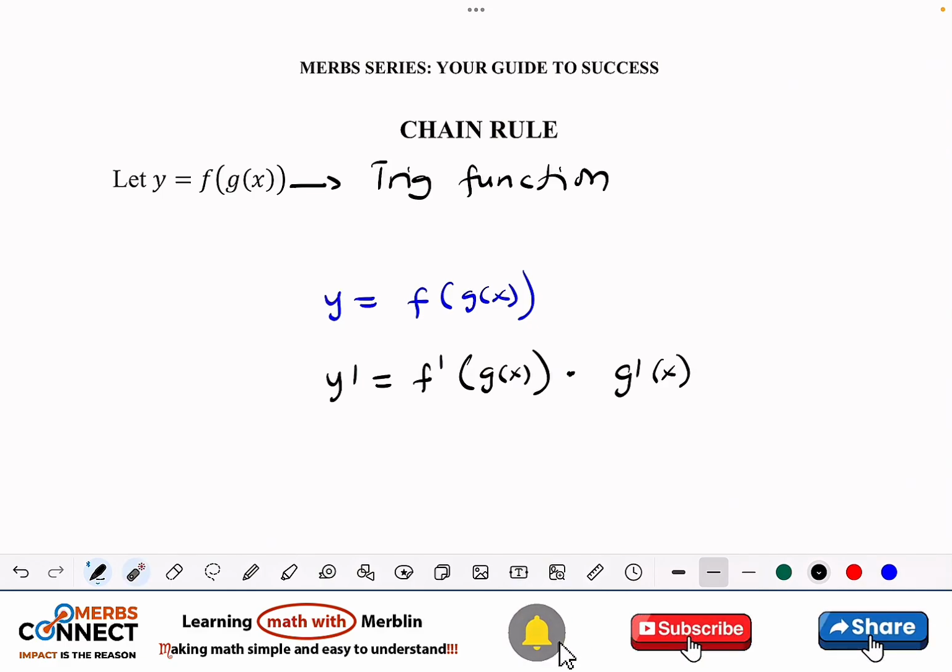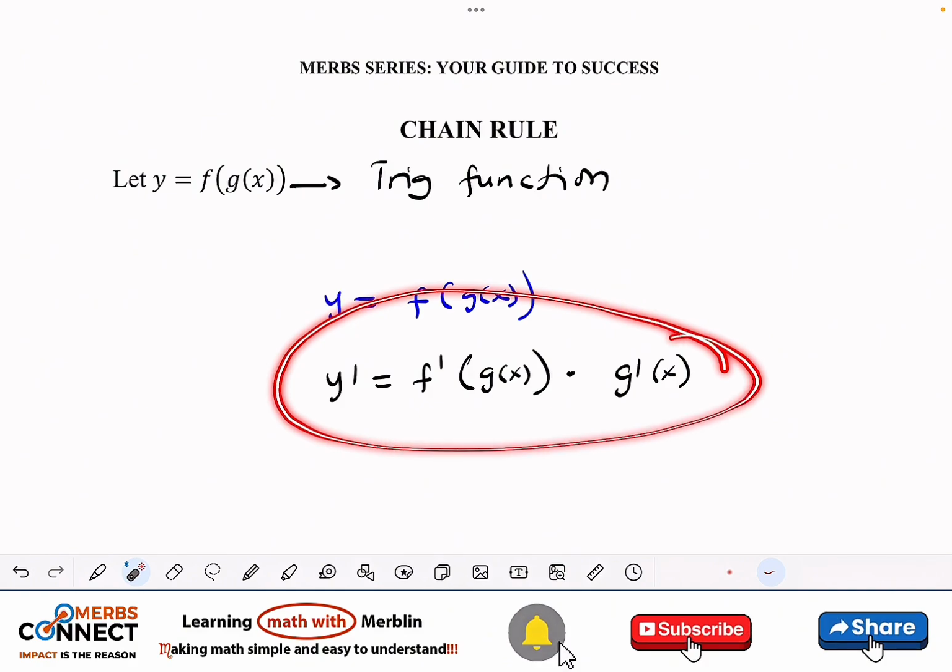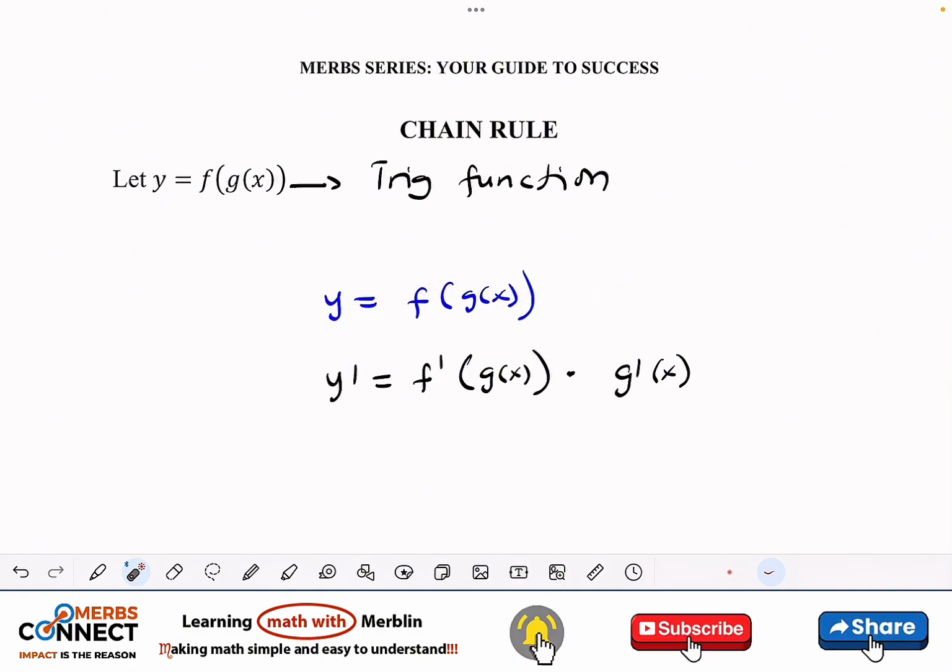And as I said, basically we use this idea for trig functions. We will take an example for you to see very soon, and then I'll be showing you how I'm using them. So please keep this in mind, how to differentiate using the chain rule.